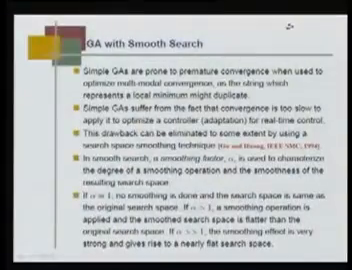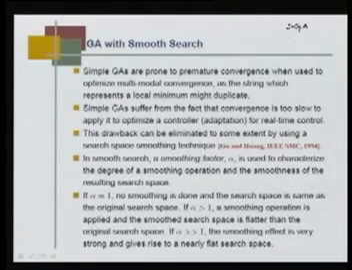We introduced in the last class 2 algorithms, one is SGA, simple genetic algorithm, and another, I hope you have remembered, is UMDA, univariate marginal distribution algorithm. There I showed you how univariate marginal distribution algorithm does very well compared to simple genetic algorithm. So, that is why we will be talking about a smooth search today that can help to improve this simple genetic algorithm. Simple GAs are prone to premature convergence when used to optimize multimodal functions, as a string which represents a local minimum might duplicate.